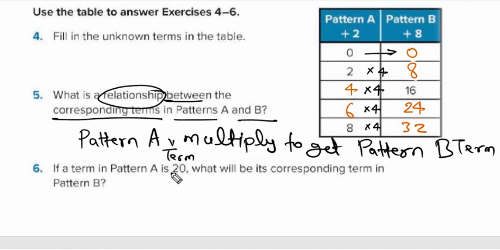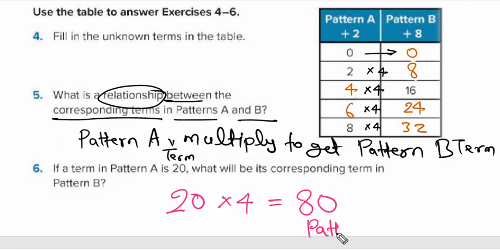If a term in pattern A is 20, what will be the corresponding term in pattern B? Now in this question, what you have to do is write down the corresponding term. So if this is 20 in pattern A, the corresponding term in pattern B will be multiply by 4. 20 times 4 will give you 80. That will be the corresponding term in pattern B, right? Because we are multiplying by 4 each time. Let's move on to the next question.